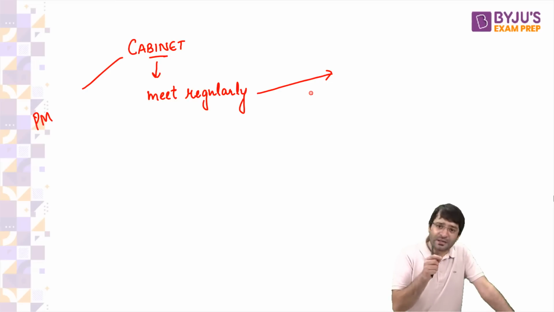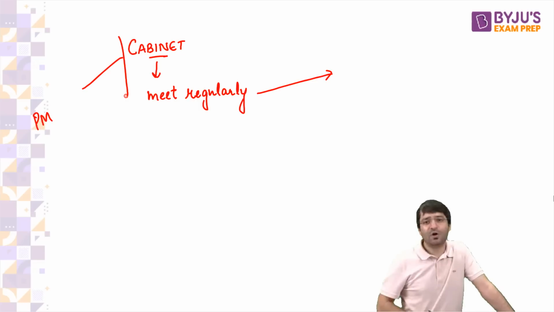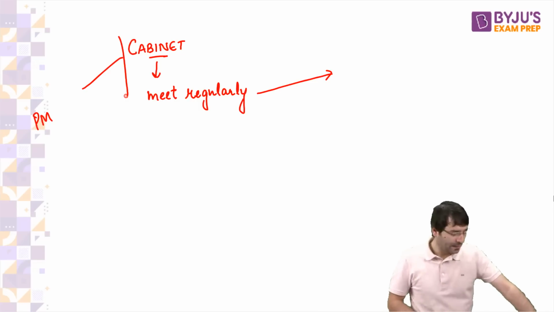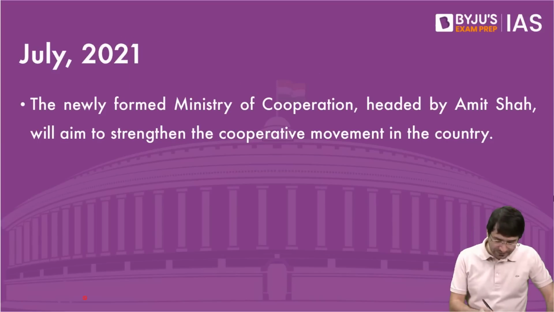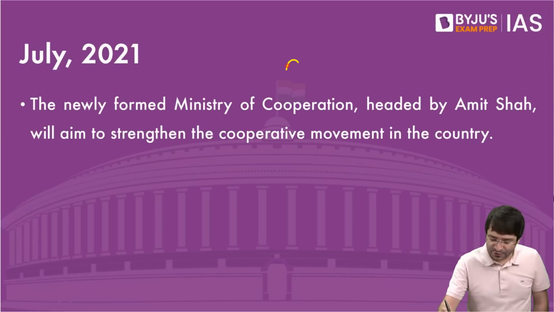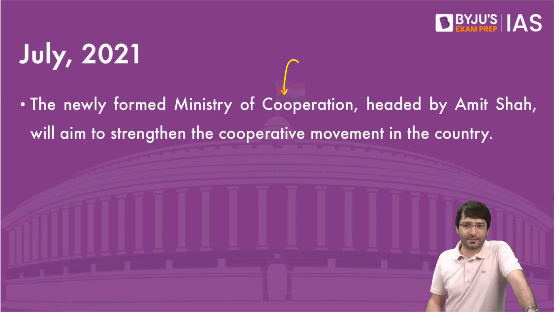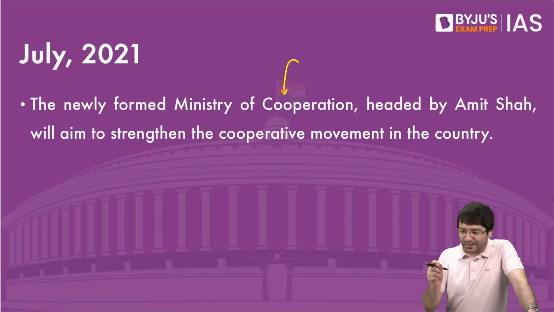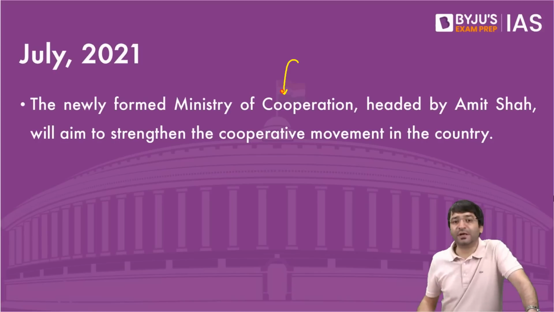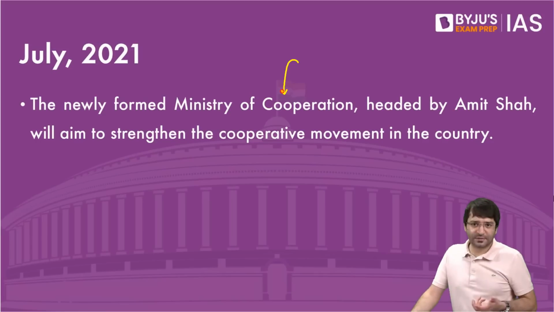But ultimately, that is what we call the cabinet form of government, because it is these ministers who take the policy decisions. Clear? Then we have, the year was 2021, July to be precise, when a new ministry, Ministry of Cooperation, was created. And I told you last time that to create a new ministry, you don't need a constitutional amendment. Why? Because the Constitution does not talk about ministries.